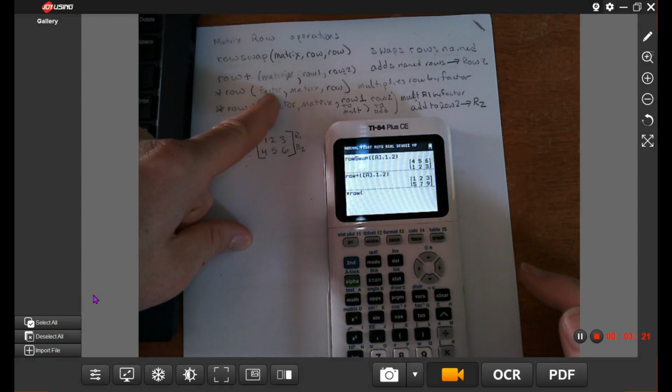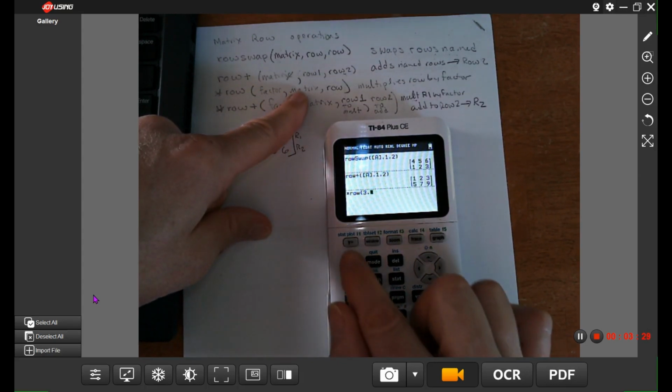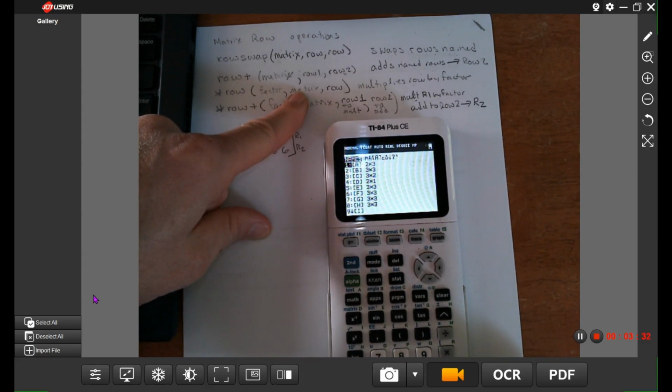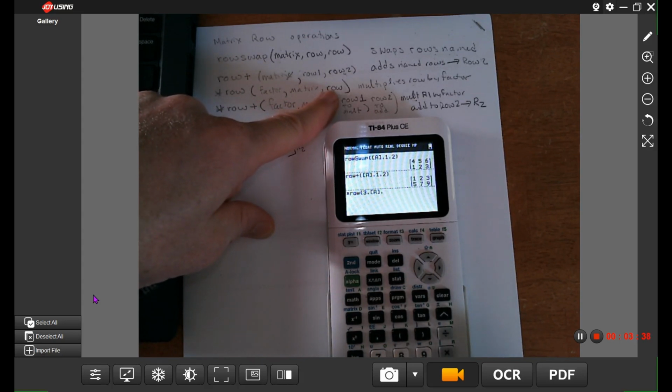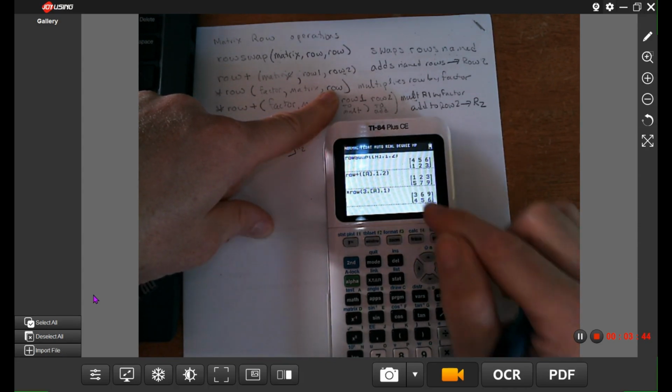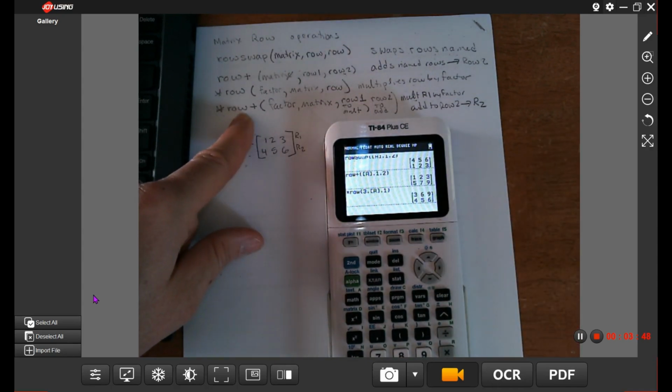And the syntax is the factor I want to multiply by, so let's say I want to multiply it by 3. So that's what I'm multiplying by, comma, and then I need to tell it which matrix, so I go back into the matrix menu and select my matrix, comma, and then the row I want to multiply it by, so let's say row 1. So it's going to multiply row 1 by 3 and put it into row 1, and look, it did. Fabulous.